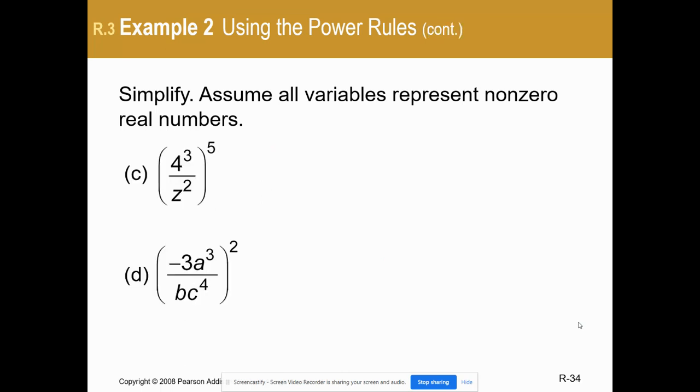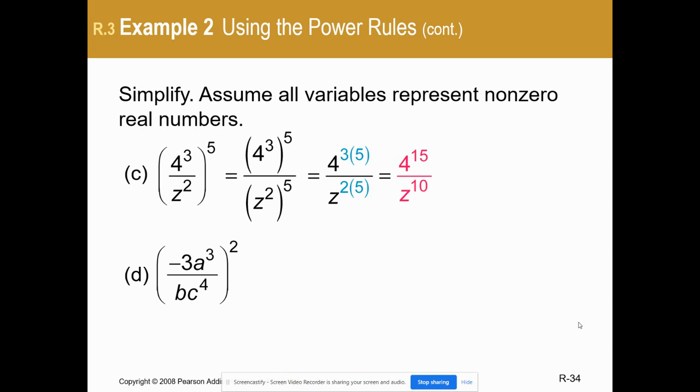I have 4 to the 3rd over z to the 2nd power raised to the 5th power. So like previous examples, that 5 belongs to both the numerator as well as the denominator. So we have 4 to the 15th over z to the 10th.